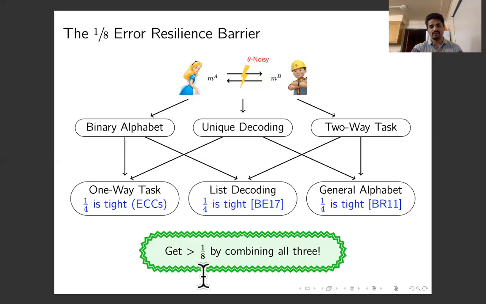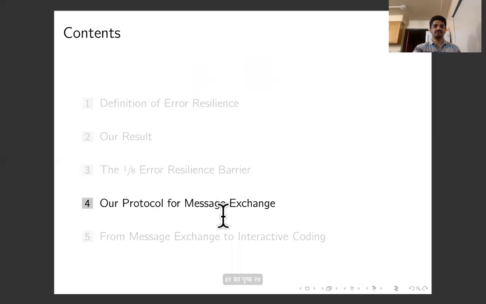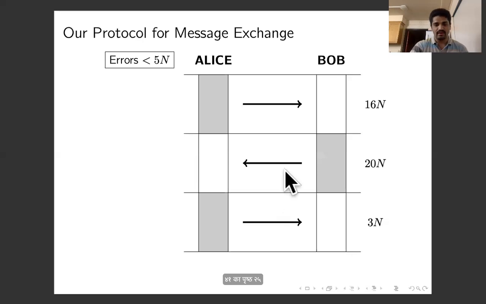Okay, so next I'm going to describe a protocol for this message exchange task. The reason I chose this task is that for this task, our protocol takes a particularly simple form, and it's easy to describe it. Let's do that. Okay, so again, we have the message exchange task. Alice has MA, Bob has MB, and they want to exchange these messages.